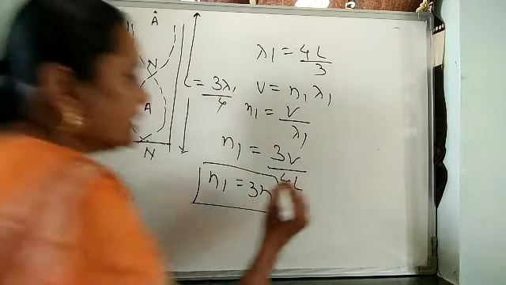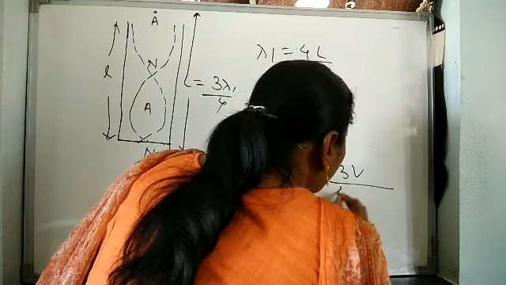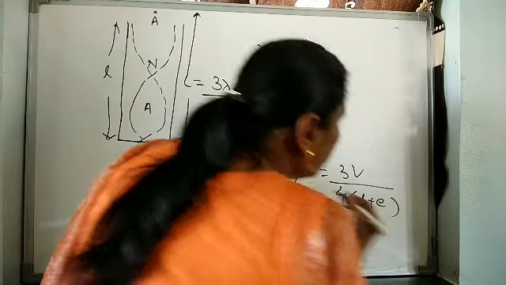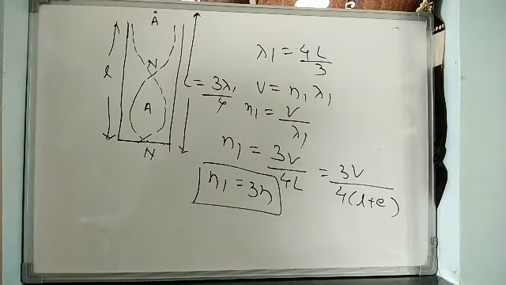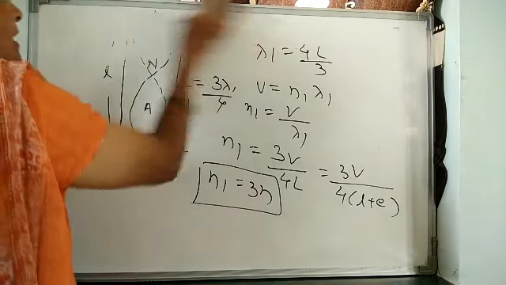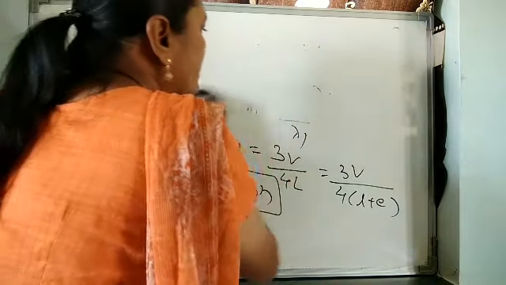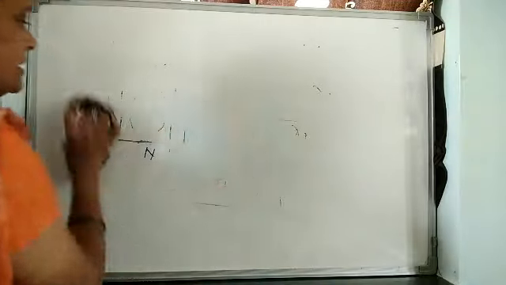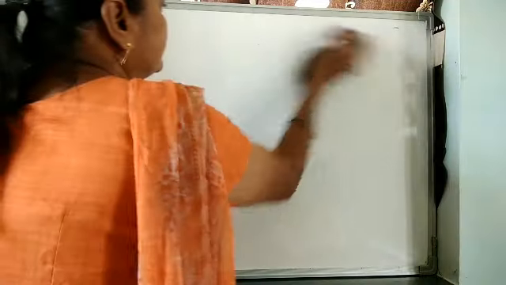That means it will be equal to 3V upon 4(L plus E) related to end correction. And then you can write n1 is equal to 3n. This is the frequency of third harmonic, or it is called the frequency of first overtone. Here, this is the second mode of vibrations of an air column in a pipe closed at one end. Then, the third mode of vibrations of an air column in a pipe closed at one end will be shown in this diagram here.